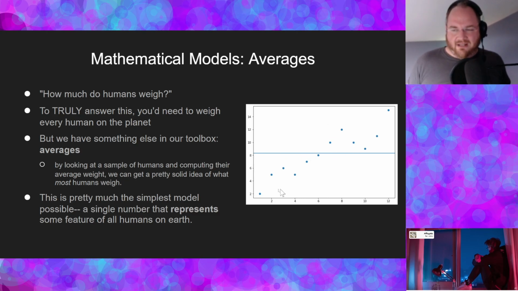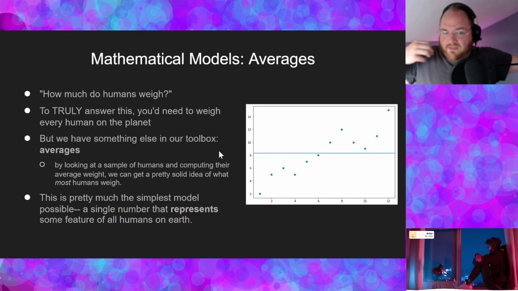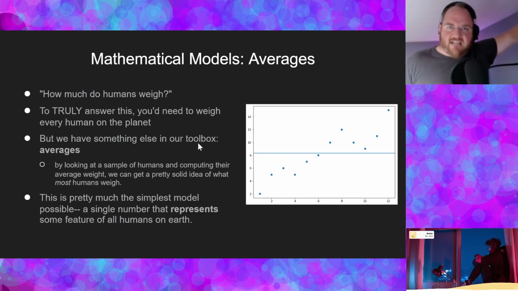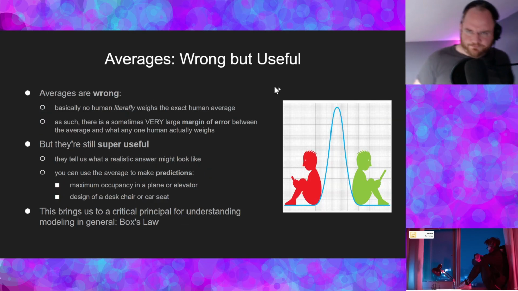This is just a fully abstracted thing, but imagine this is the data set in the world. We can draw a single line through it. This single line, this horizontal line, is a representation of the entire data set, right? It's a reduced form of all of the other actual data points. It's pretty much the simplest model possible. It's a single number that represents some feature of all humans on Earth, or at least all the humans that we measured. There's a lot of assumptions baked into further stats, but this is a simple model.